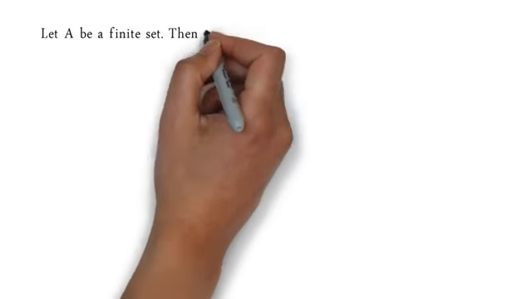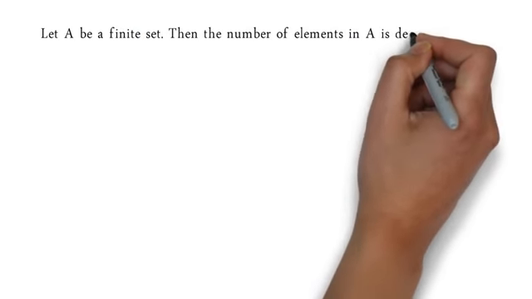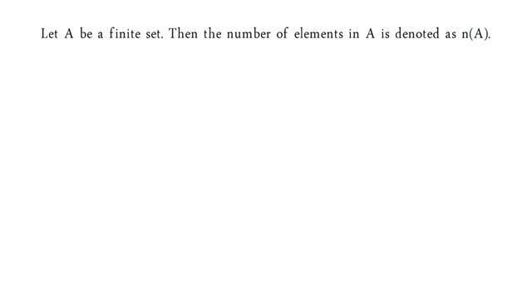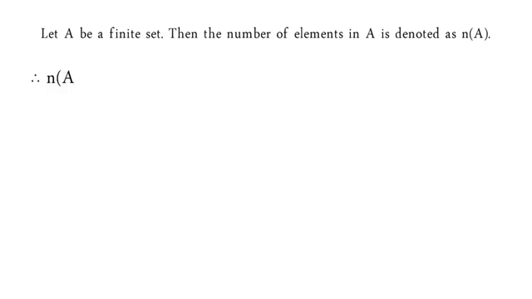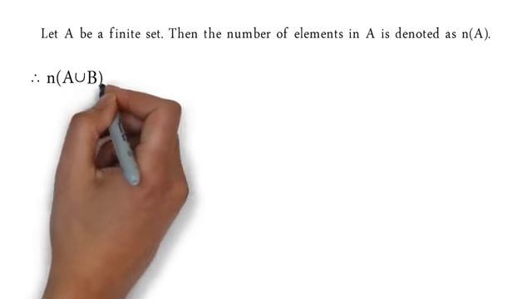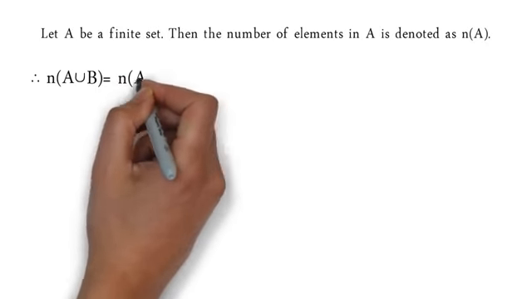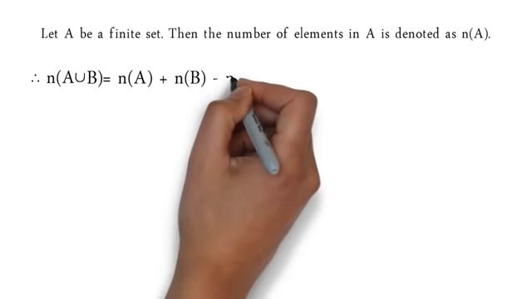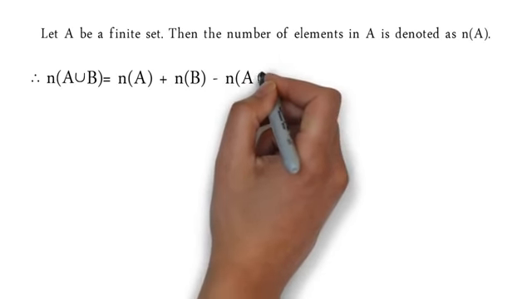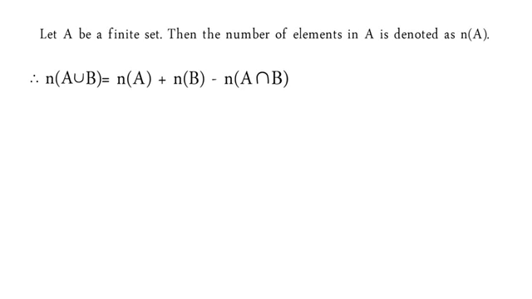Number of elements in a set. Let A be a finite set. Then the number of elements in A is denoted as n of A. Therefore, number of elements of A union B is equal to number of elements in A plus number of elements in B minus the number of elements in A intersection B.